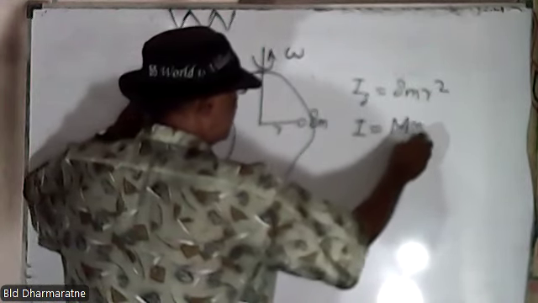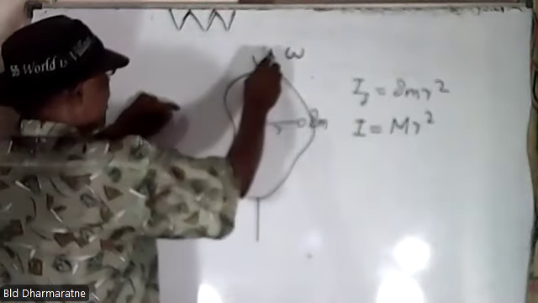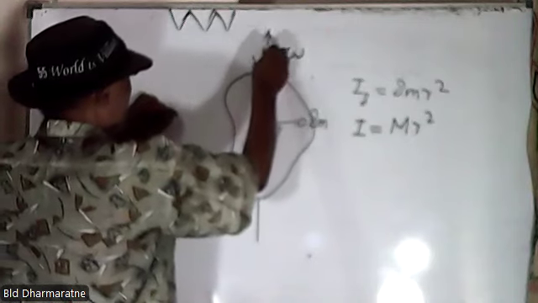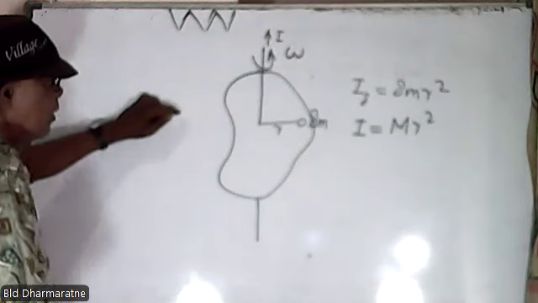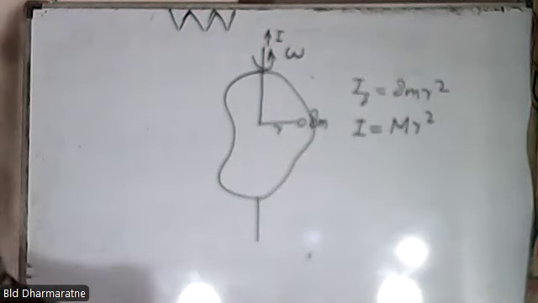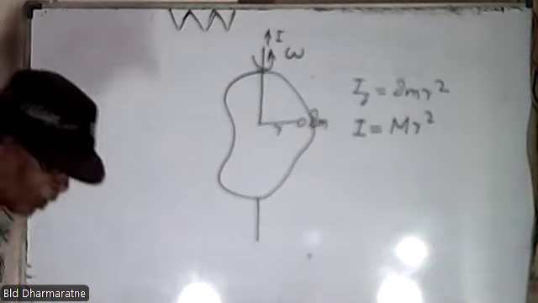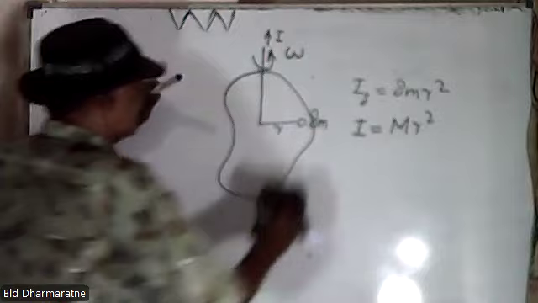So the moment of inertia is the mass times the square of its distance from the axis. Now we come to the moment of inertia of geometrical shaped bodies.